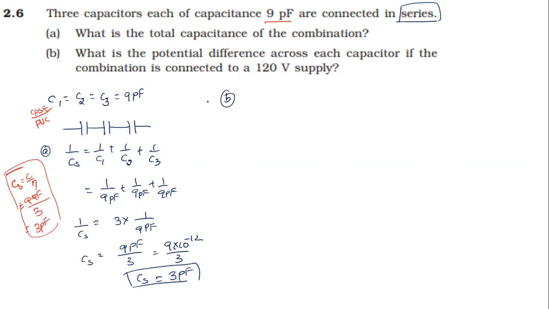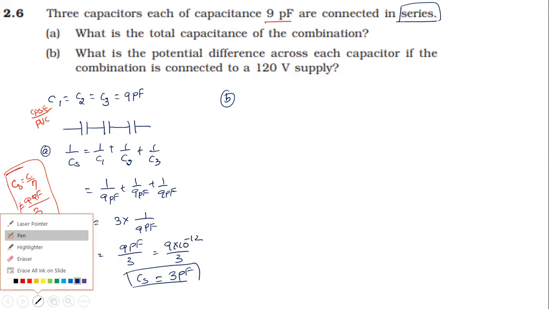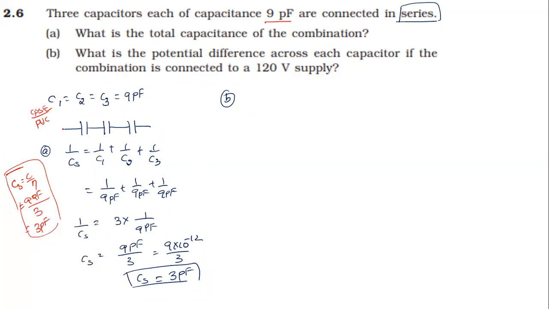B part of the question. What is the potential difference across each capacitor if the combination is connected to 120 volt? Okay, let me show you the diagram. The combination I'm going to connect now, this is what now we're connected to? A 120 volt supply we are connected.